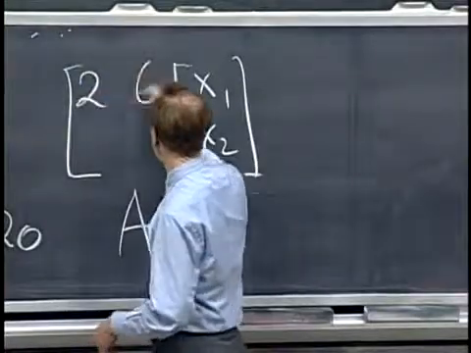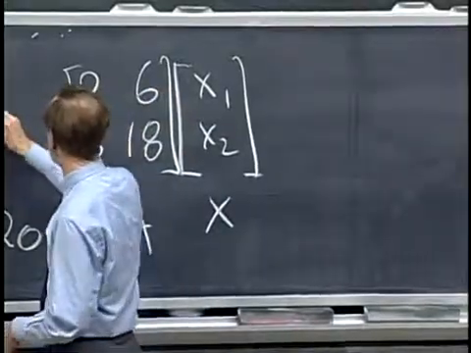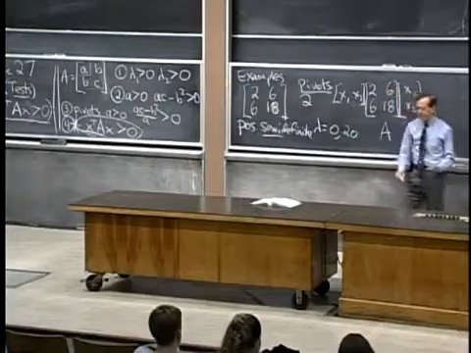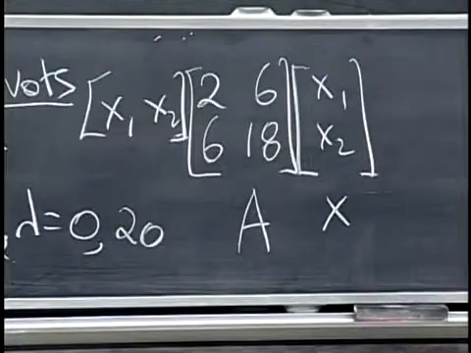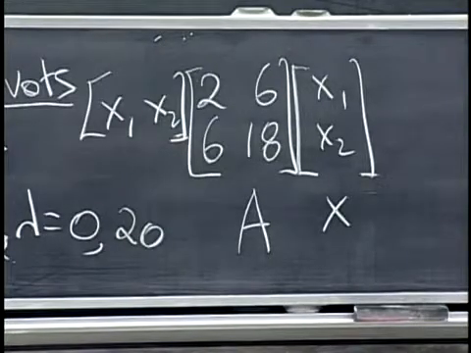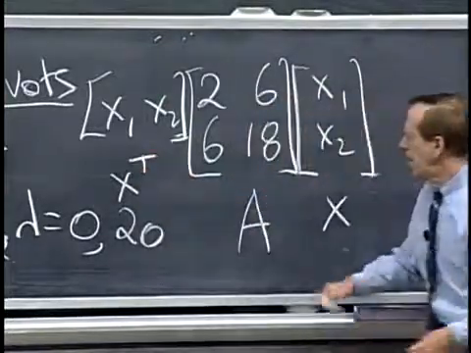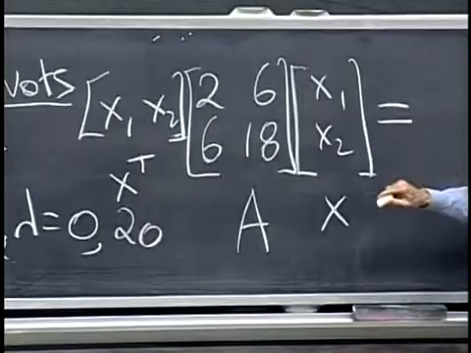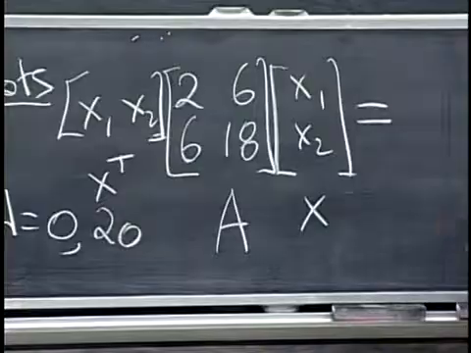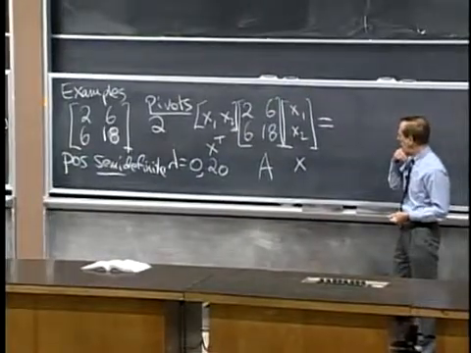Let's use this example, 2, 6, 6, 18. And here's X transpose, so x1, x2. We're back to real matrices. After that last lecture that said what to do in the complex case, let's come back to real matrices. So here's X transpose AX, and what I'm interested in is, what do I get if I multiply those together? I get some function of x1 and x2. And what is it? Let's see.